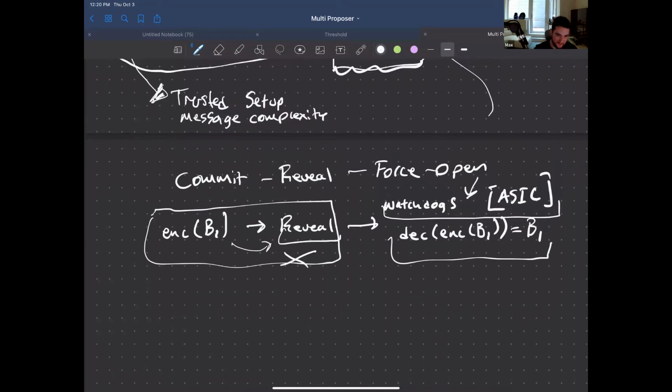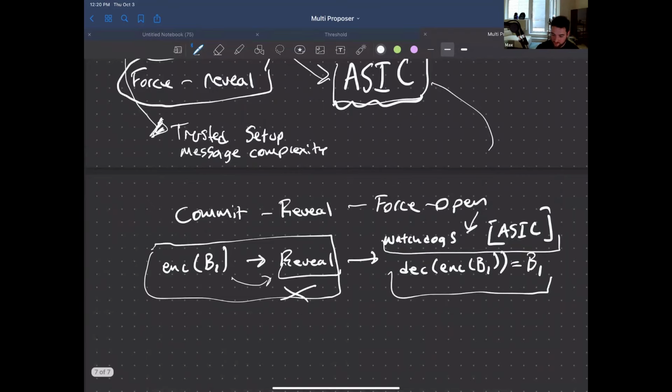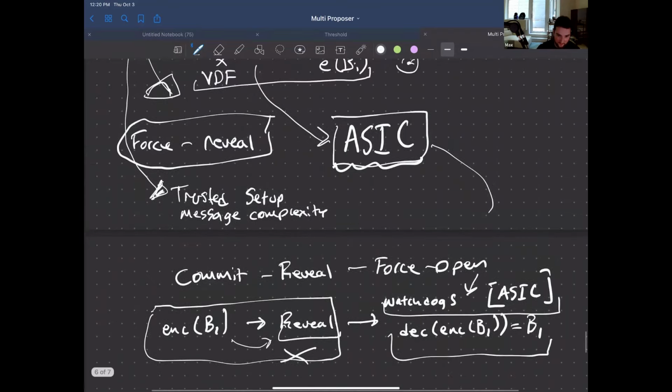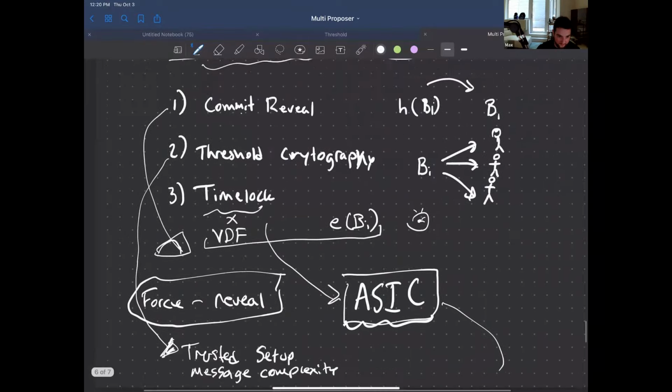I have 10 minutes left, so I wanted to leave time for any questions, especially about this last part, which is a new development that we've been thinking about lately.